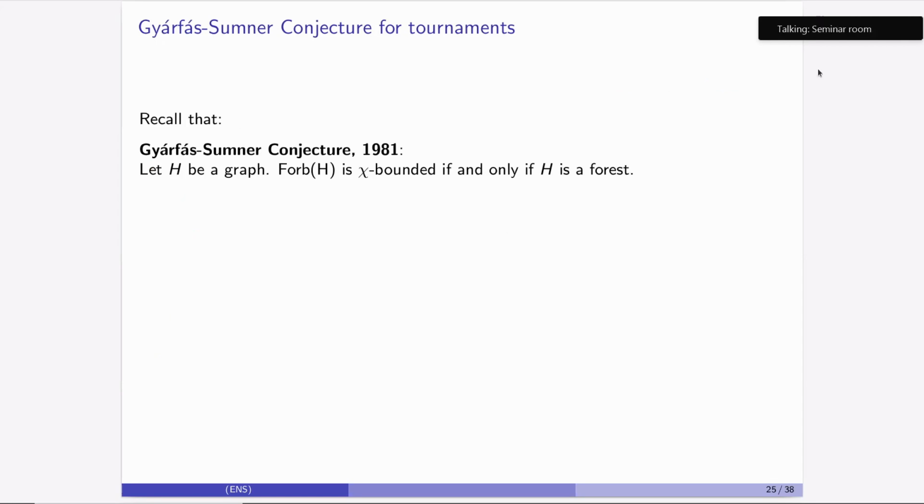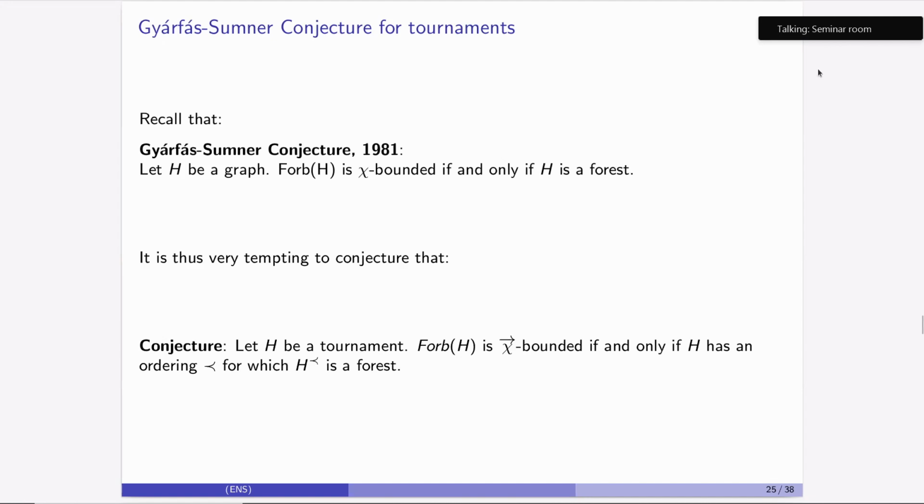Okay, so recall the Gyárfás-Sumner conjecture. If H is a graph, then the class of graphs that forbids H is chi-bounded even if H is a forest. So once we have that, it is very tempting to say that the same holds for tournaments: forbidding H is chi-bounded even if H has an ordering such that the back-edge graph is a forest. And unfortunately, this is very, very, very false.